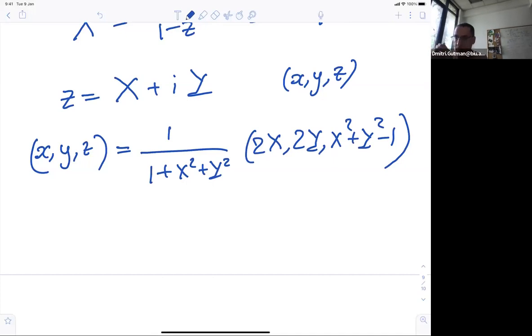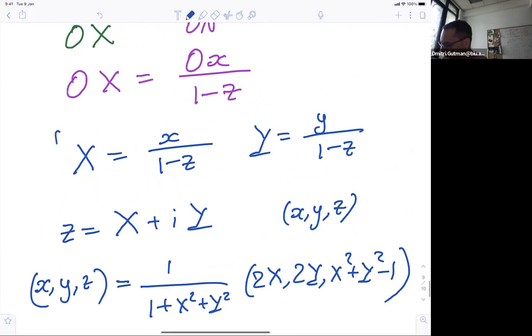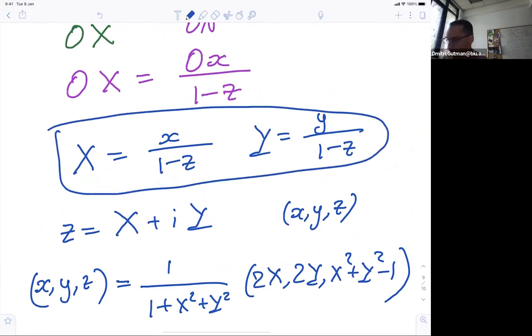Can you explain again why you did the transformation for capital X and capital Y? Explain again what point? This relation.